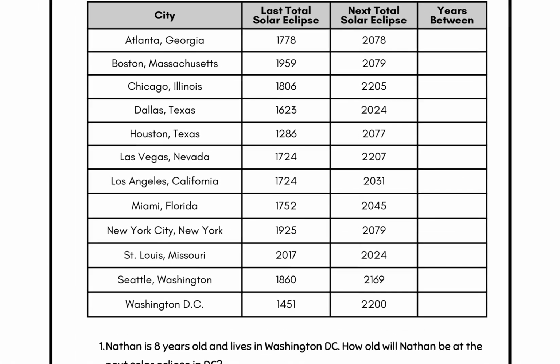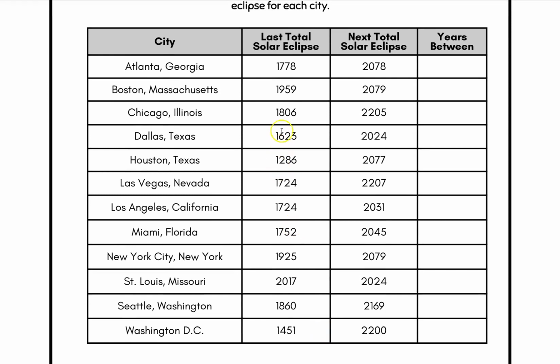And so what you're going to want students to do is look at the last total solar eclipse, the next total solar eclipse, and then subtract the last from the next to see how many years are between. For older students, maybe fifth grade, you could also throw in averages in there and have them see what's the average length of time in eclipses. So if I were totaling up all the years between total solar eclipses for each of these cities across the United States, what's the average year amount?